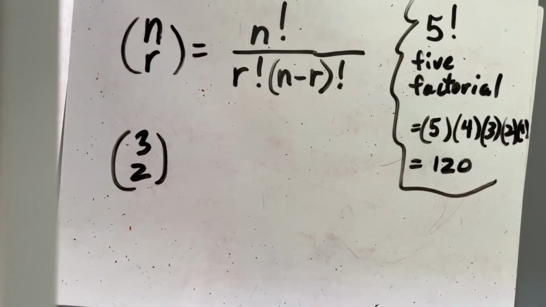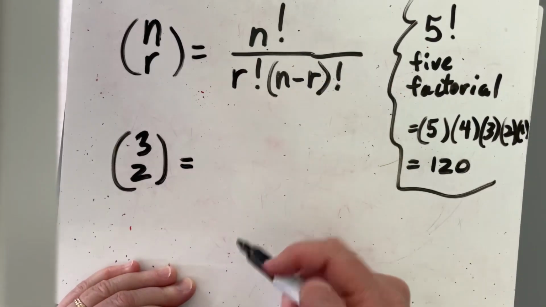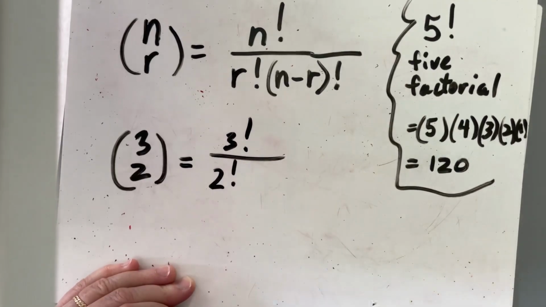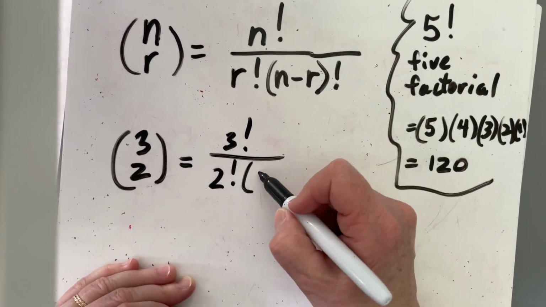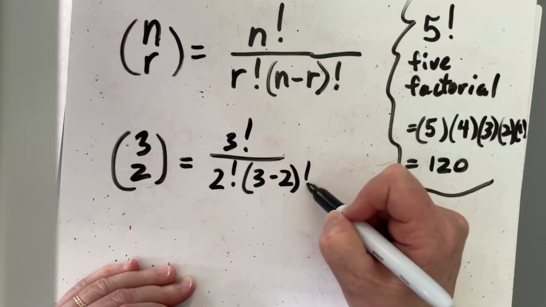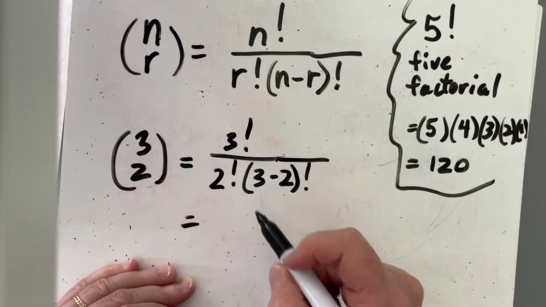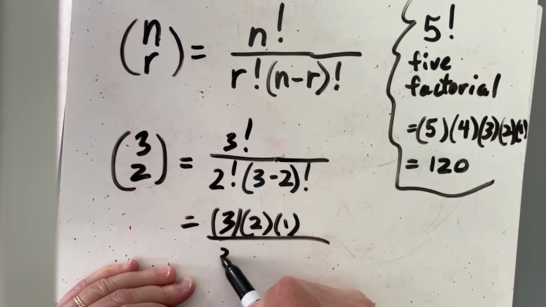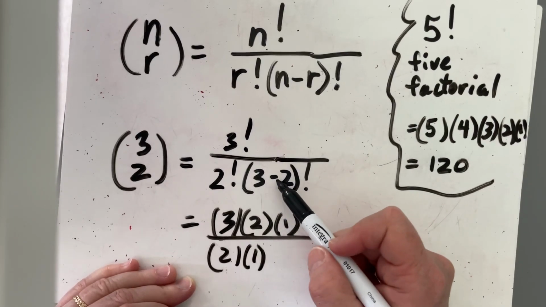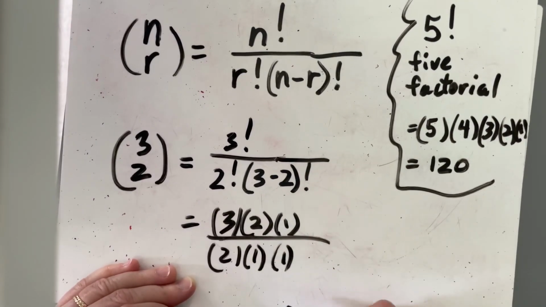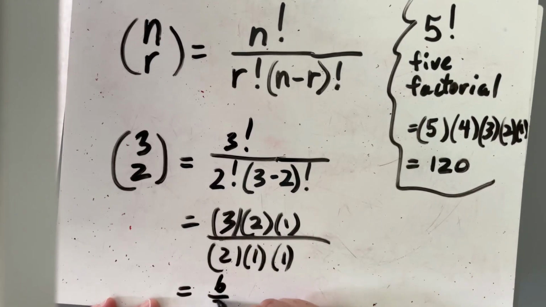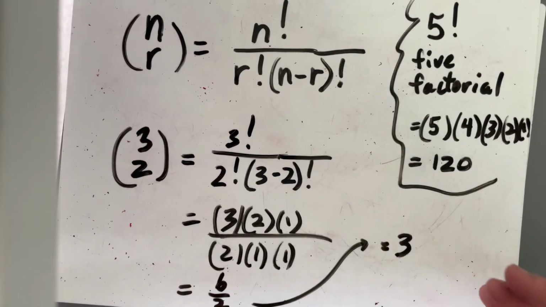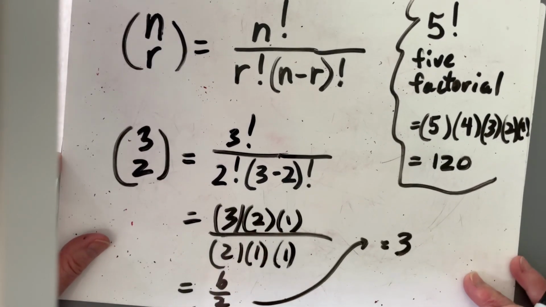So let's take a look and see. So 3 choose 2. n is 3, so that's 3 factorial, divided by r, which is 2, 2 factorial. n minus r is 3 minus 2, and that's also factorial. So that's 3 times 2 times 1, divided by 2 times 1. This is 1 factorial, so that's just multiplied by 1 again. So that's 6 over 2, which is equal to 3. And so it works. This actually works with very large numbers as well.